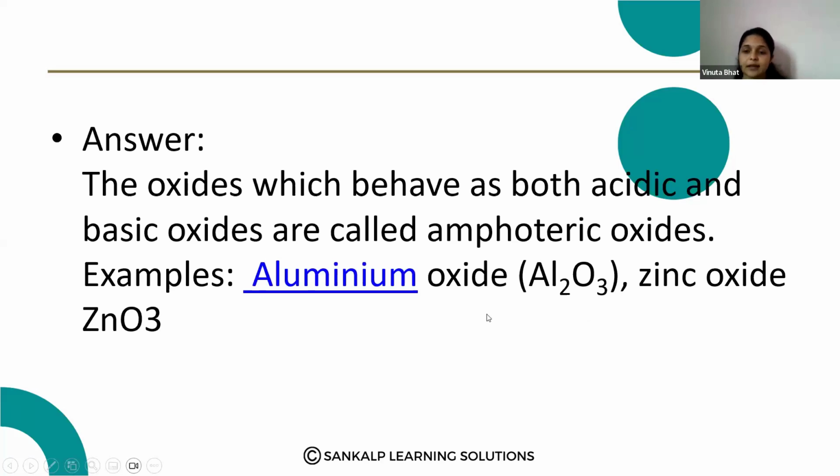Examples here are zinc oxide and aluminium oxide. So these are the amphoteric oxides.